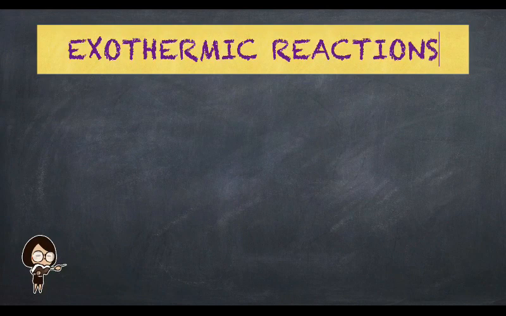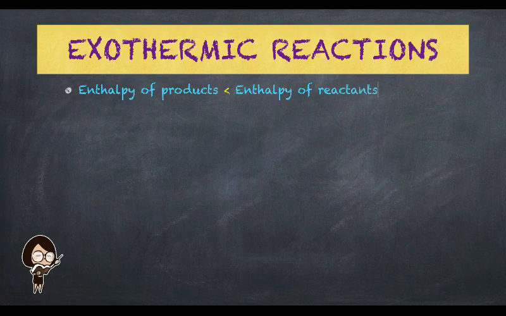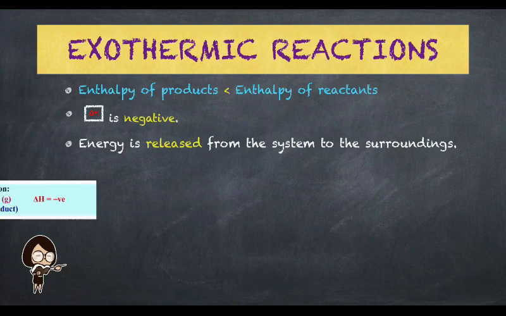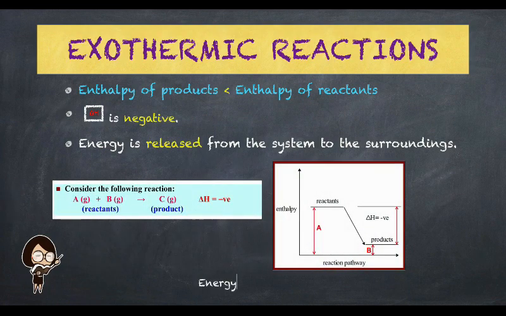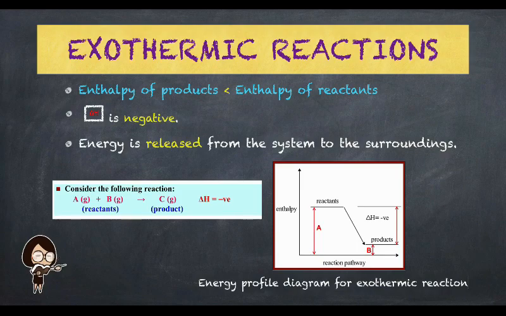Exothermic reactions. The enthalpy of products is smaller than enthalpy of reactants. Delta H is negative. The energy is released from the system to the surroundings. Here is the energy profile diagram for exothermic reaction.